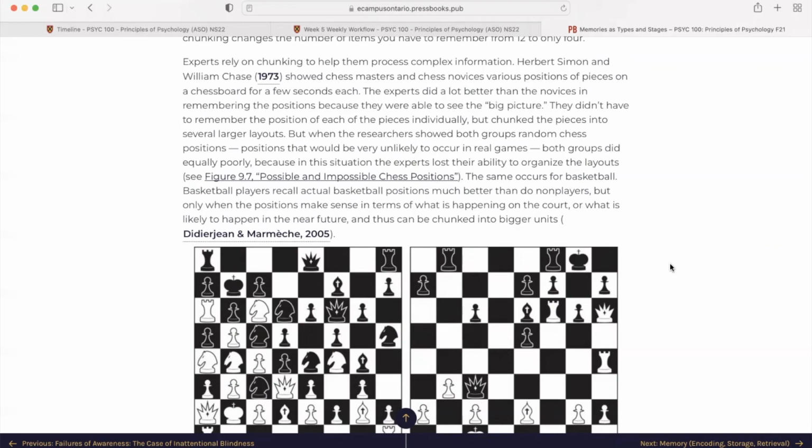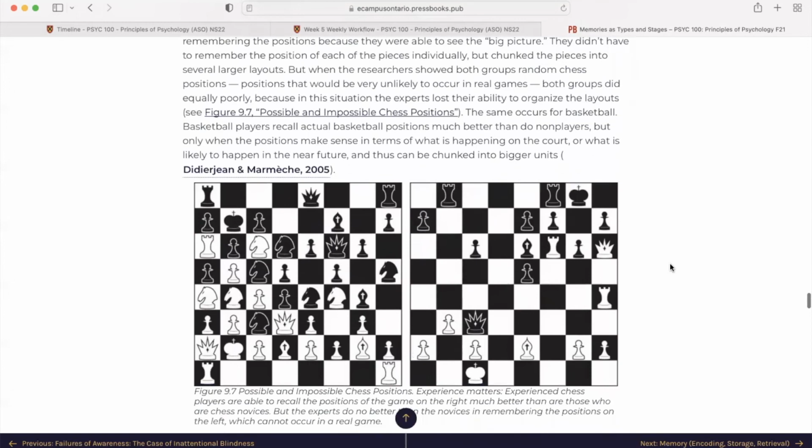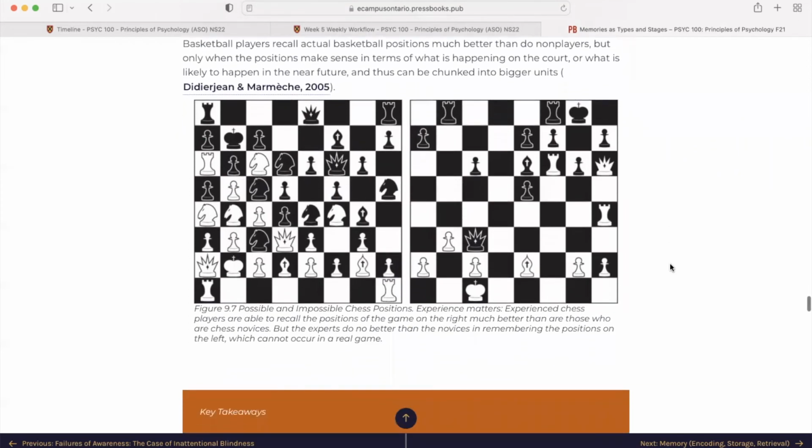because in this situation, the experts lost their ability to organize the layouts. The same occurs for basketball. Basketball players recall actual basketball positions much better than do non-players, but only when the positions make sense in terms of what's happening on the court or what is likely to happen in the near future, and thus can be chunked into bigger units. That part's really quite fascinating.